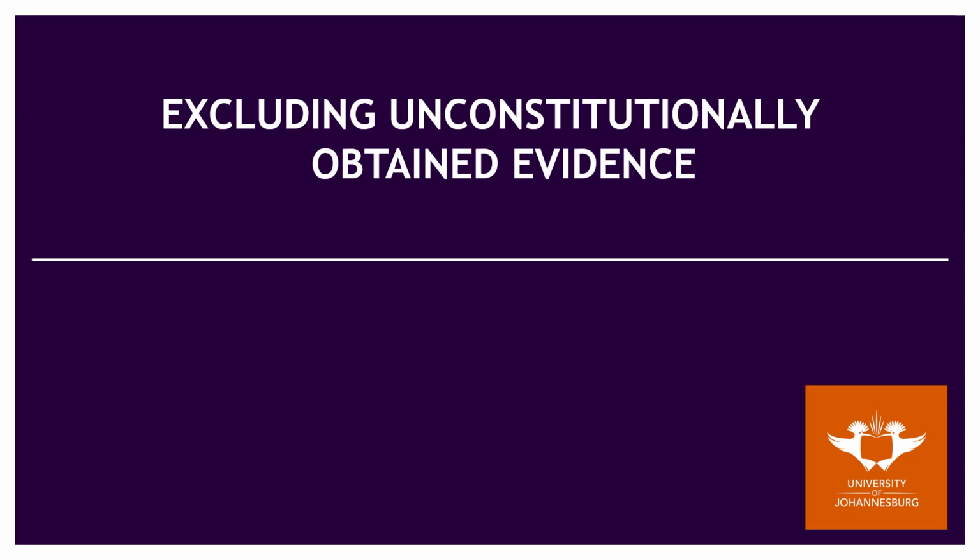Next important topic is excluding unconstitutionally obtained evidence. Now, this is a topic that will be discussed in both the context of criminal procedure and later in the context of the law of evidence when you do that specific module.